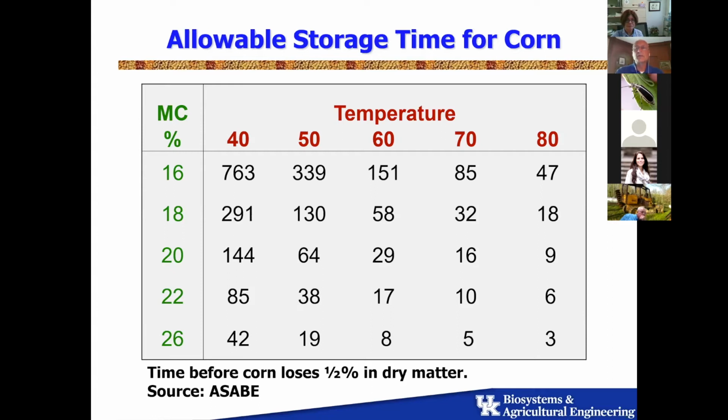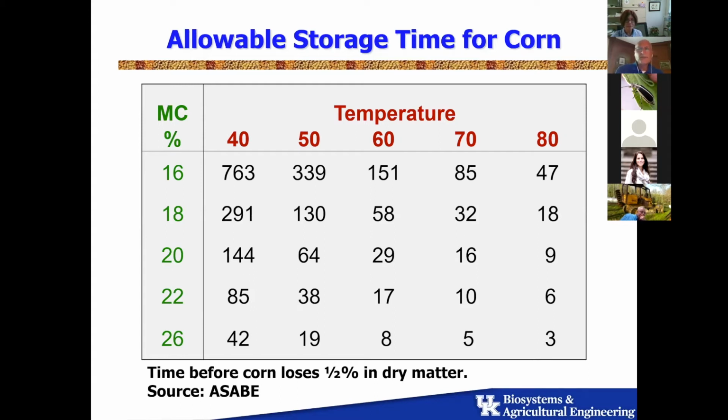But the other important point here, as you go from right to left in the temperature columns, you can see that you can actually double the storage life by reducing the temperature about 10 degrees. So the take-home point on this slide is that we want to get corn dried down to about 16%, especially at harvest time, to get ahead of any problems that might occur. And this chart is predicated on 0.5% dry matter loss, which would indicate a grade loss on the U.S. grain scale grading system. So that information is out there.